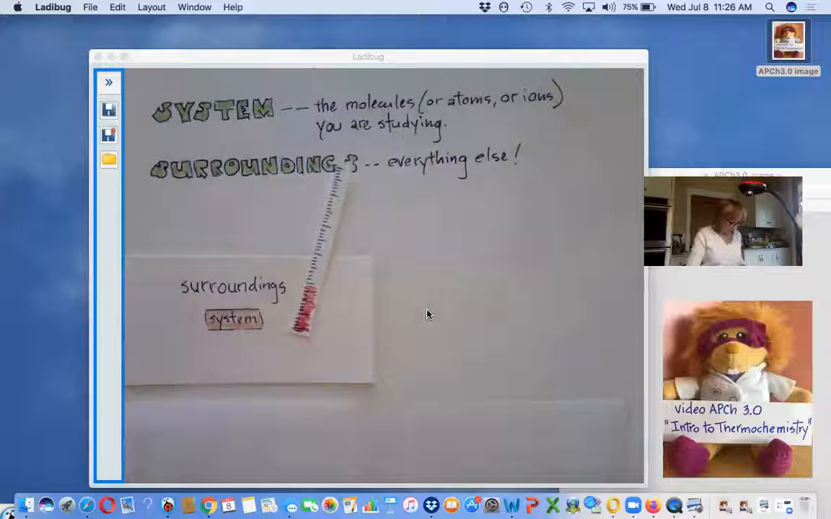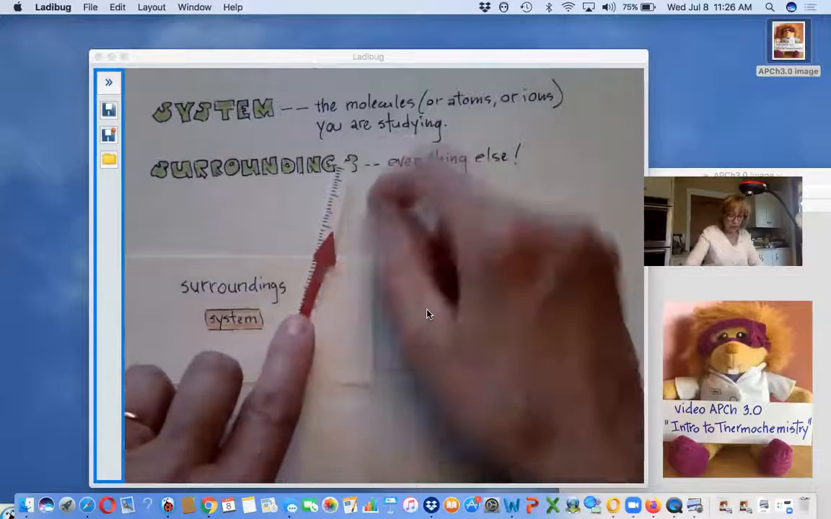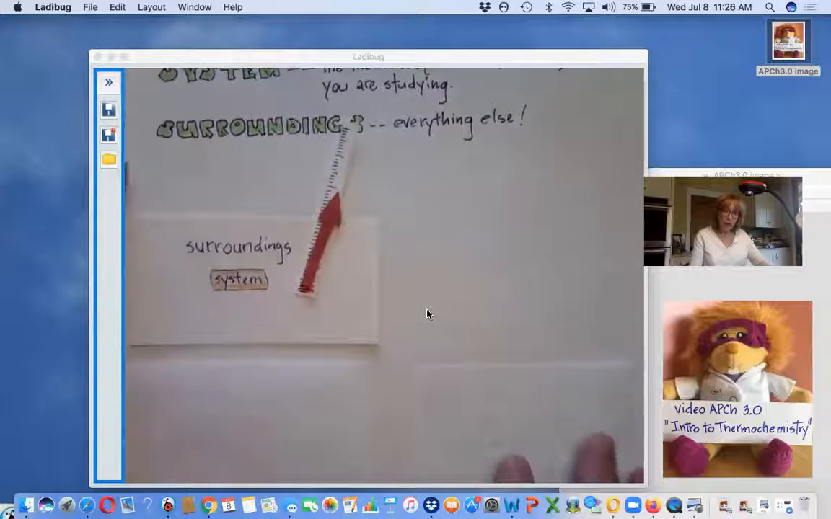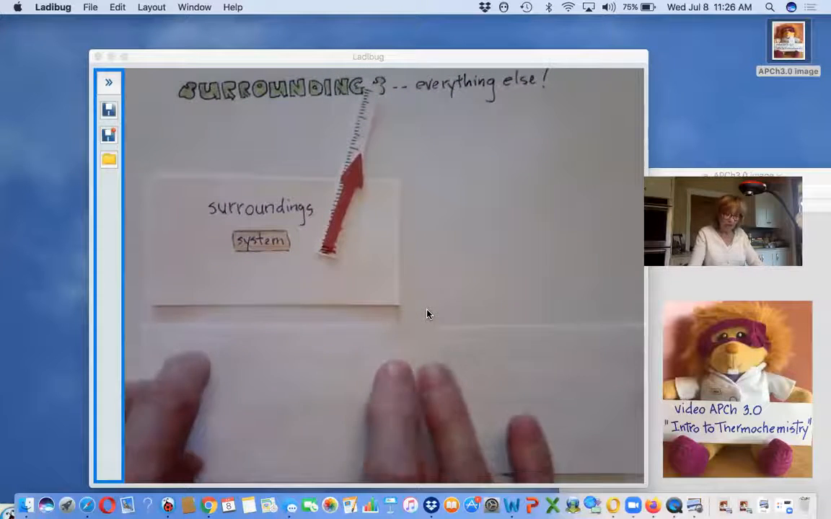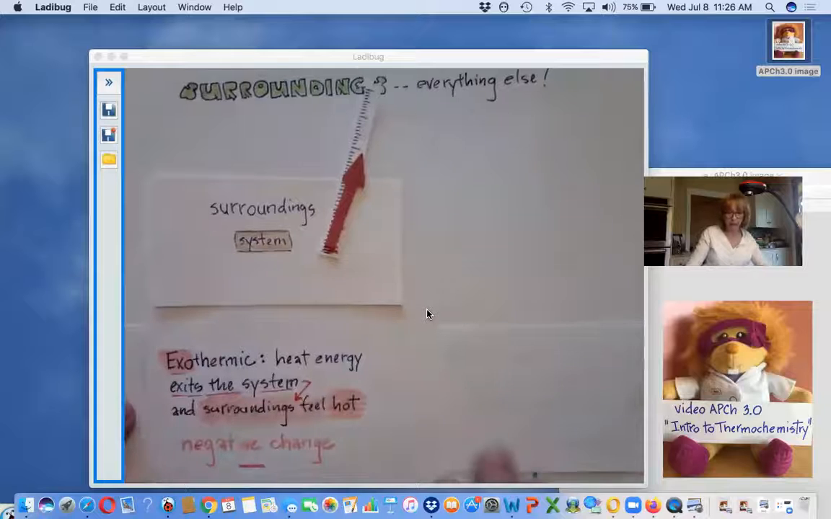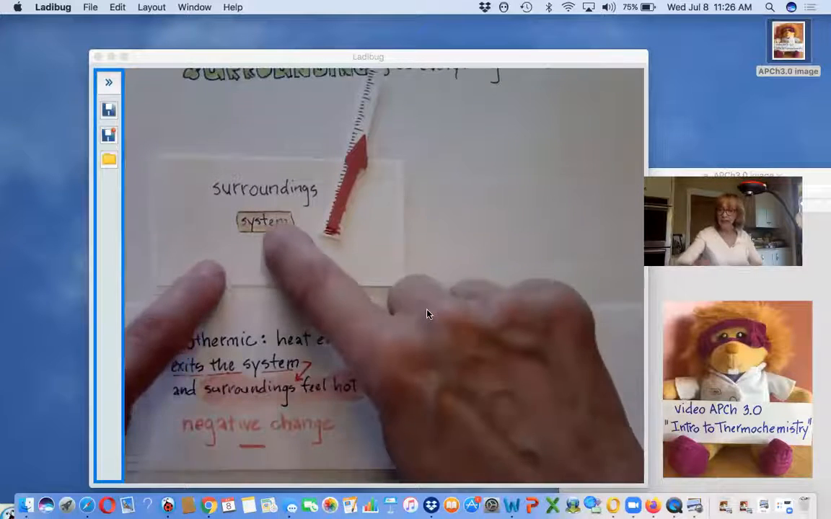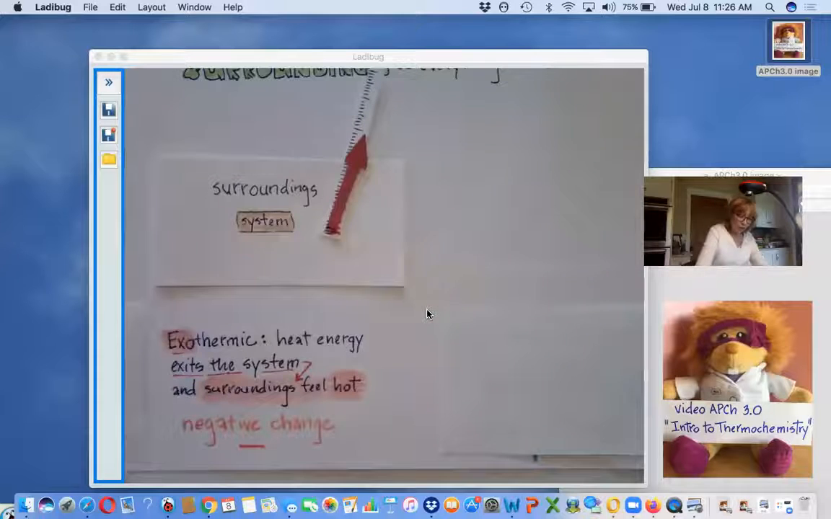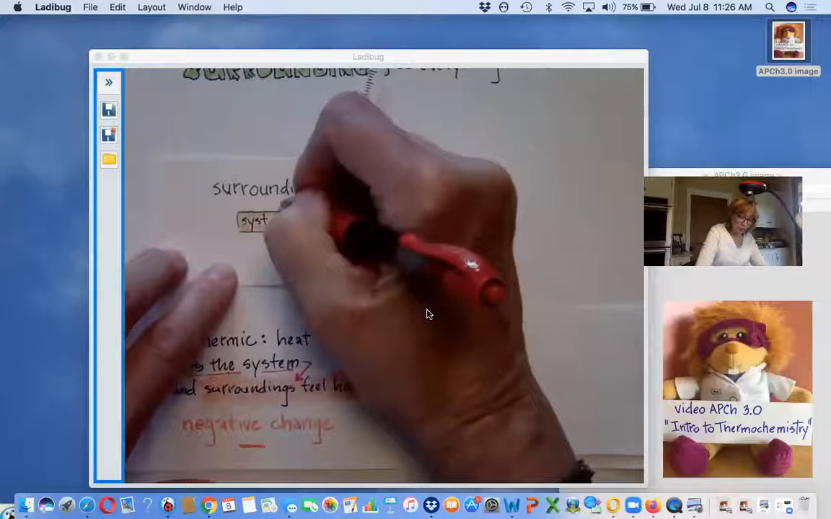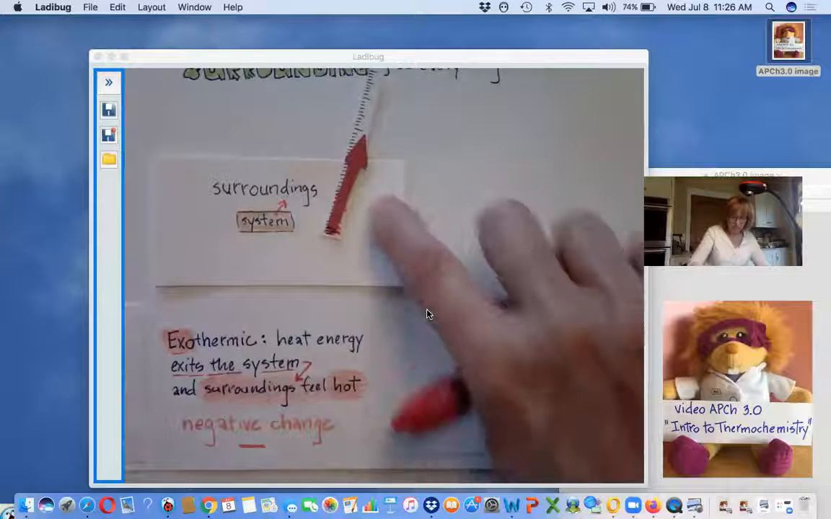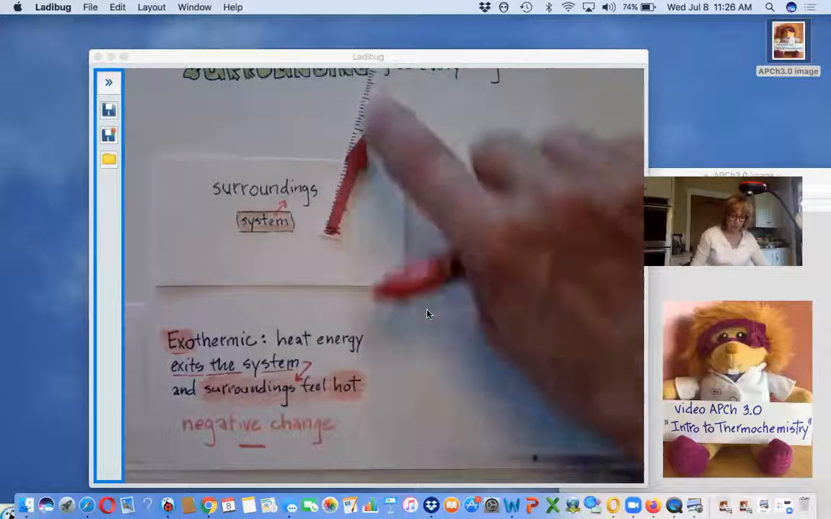Let's suppose that as the change occurs, you observe that the temperature goes up. So we define or we describe that type of energy change as exothermic. Now, exothermic means that heat energy is exiting the system. So we have energy leaving the system and going into the surroundings. And therefore the surroundings feel hot, and we observe that with the rise in temperature.